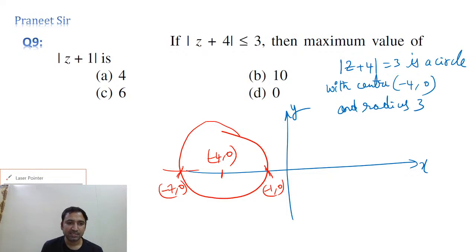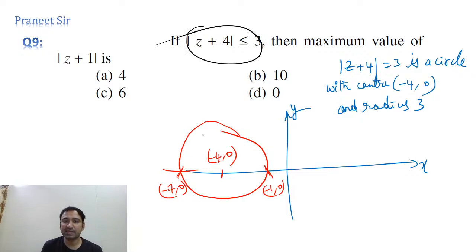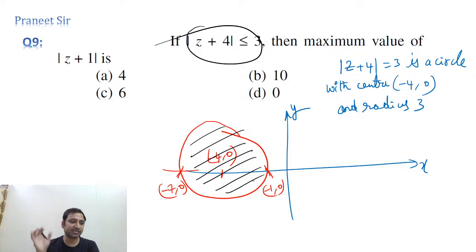This is a circle equation, but what he is asking about is the interior part of the circle. Interior part of the circle means z can be anywhere in this circle, anywhere inside the circle. Correct now?